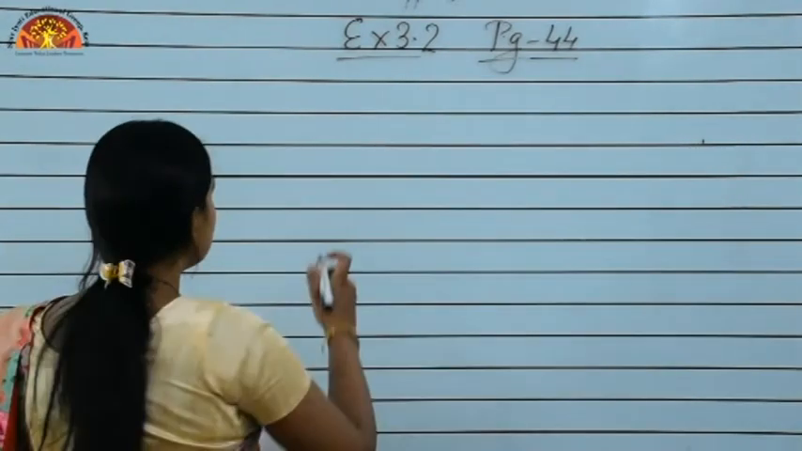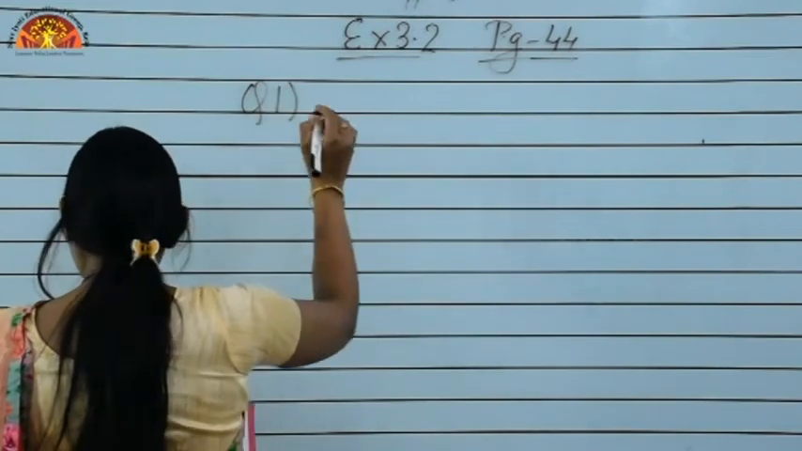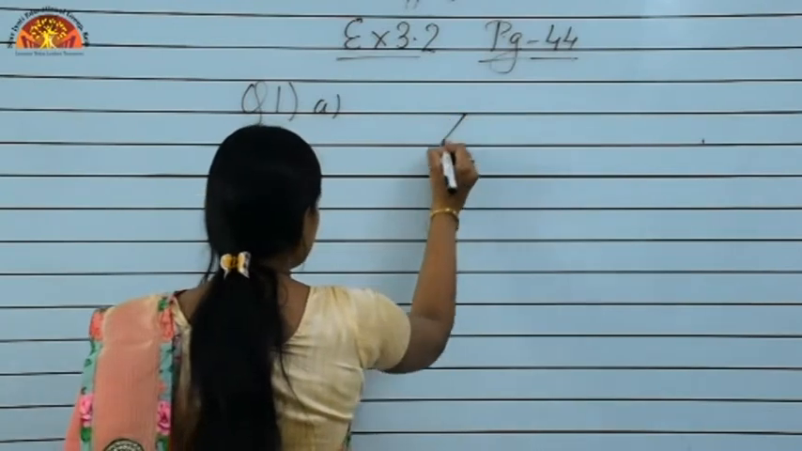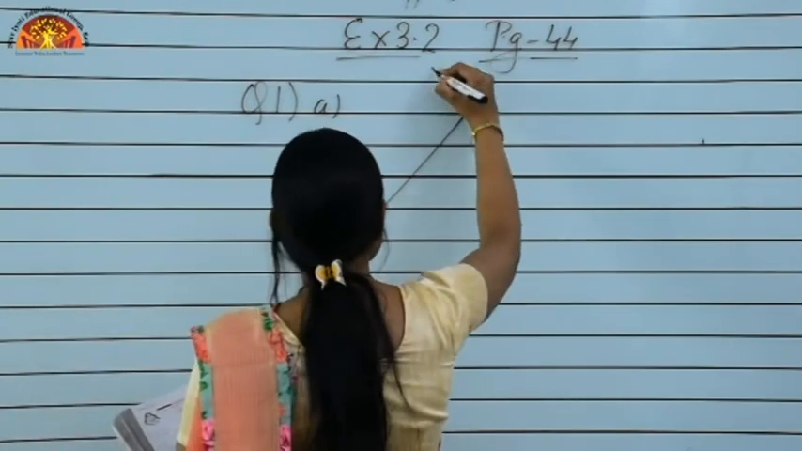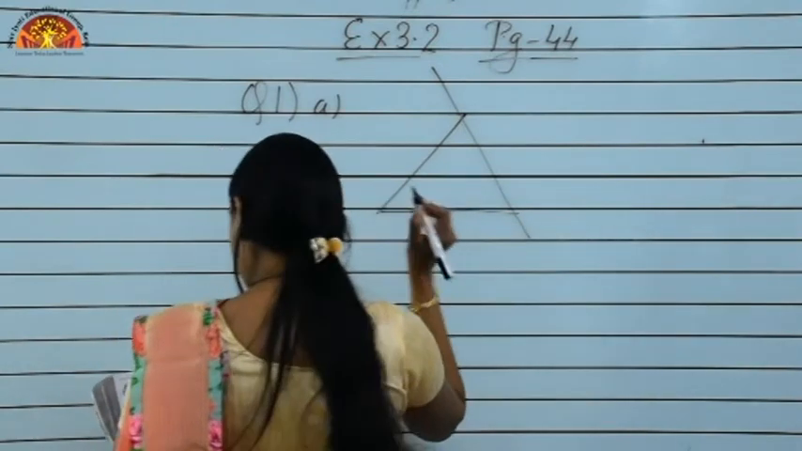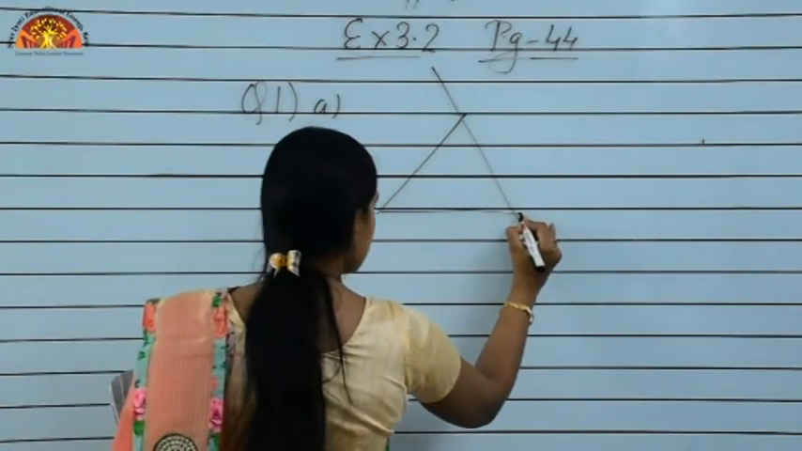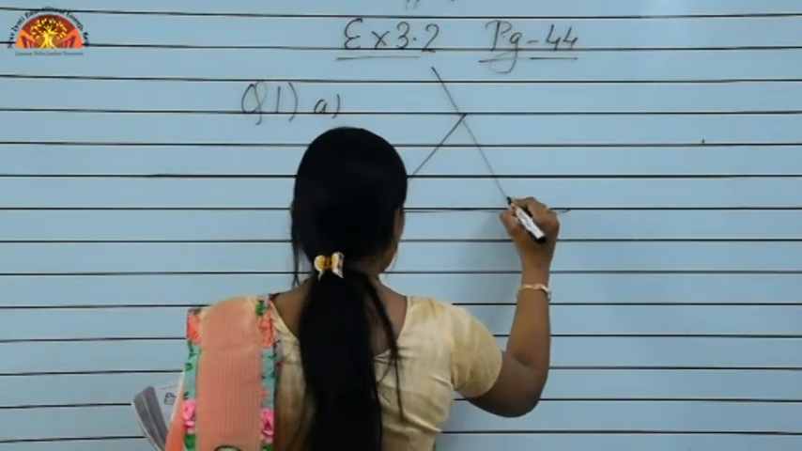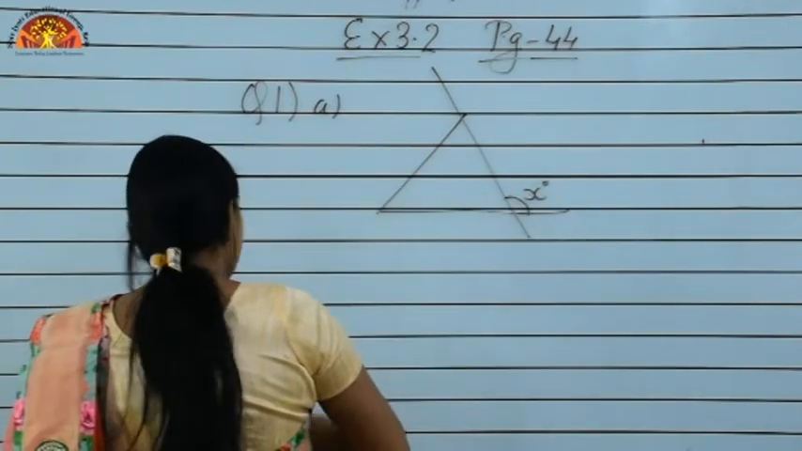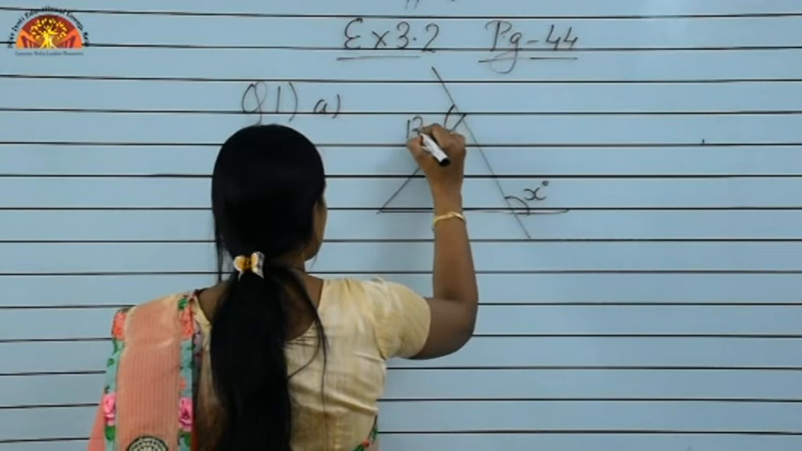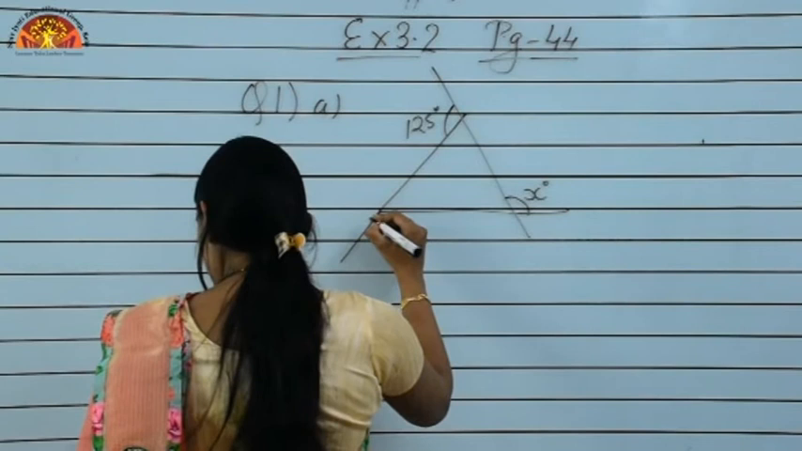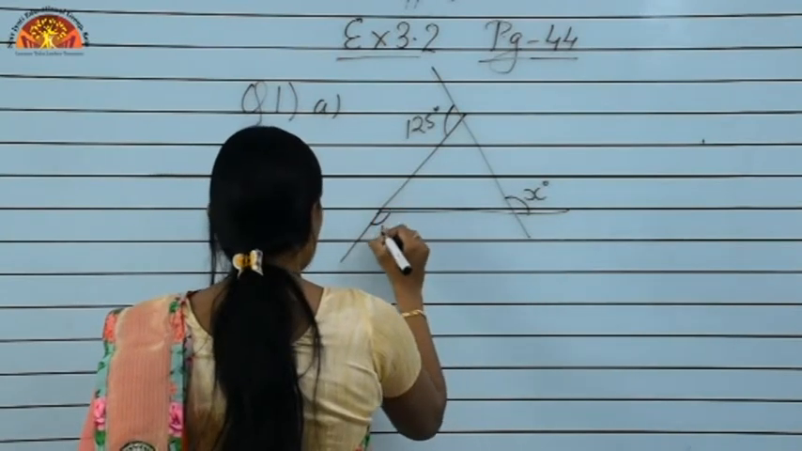So first of all, we will just draw the figure. It's question number 1, A part. So you can draw the figure. It is the unknown angle, that is x degree, that you have to determine. It is 125 degree, and here again it is an exterior angle which is given as 125 degree.